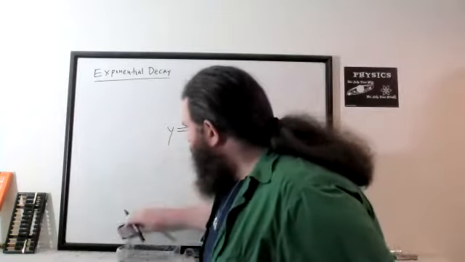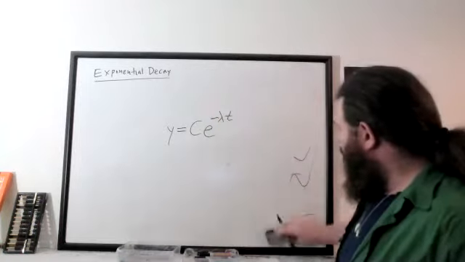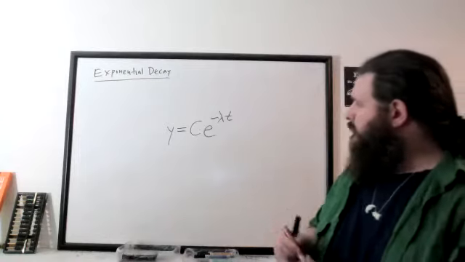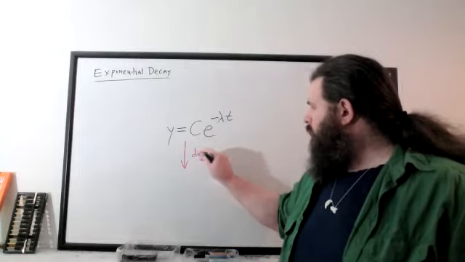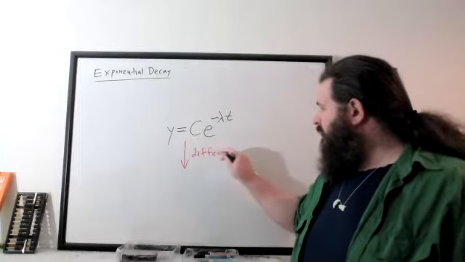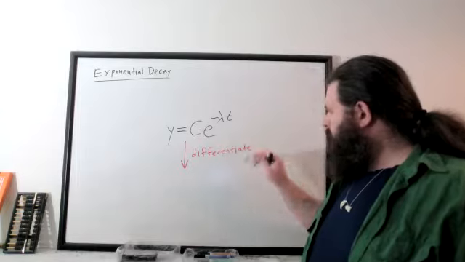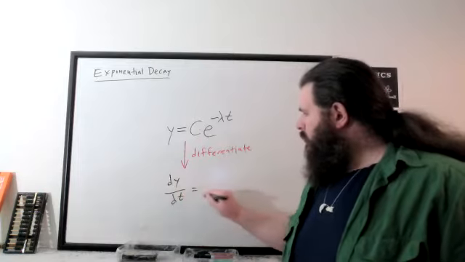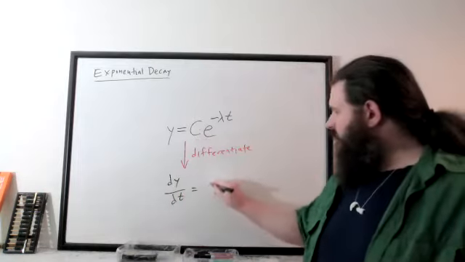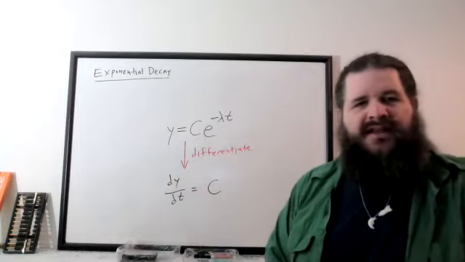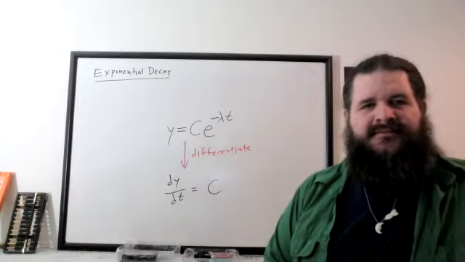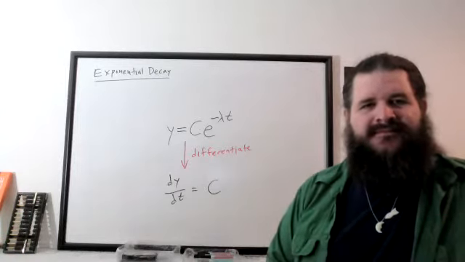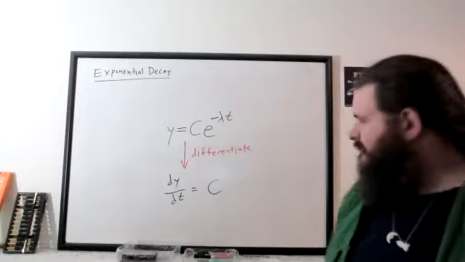And the most important thing about any exponential function, in fact, the most important thing about a lot of functions, but this is especially true for exponential functions, is the derivative. If we differentiate, if we take the derivative, c is just a constant, so we can leave that as it is. But what's the derivative of e to the negative lambda t? Negative lambda times e to negative lambda t?